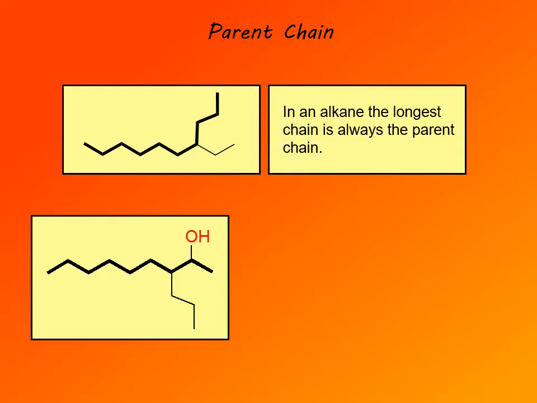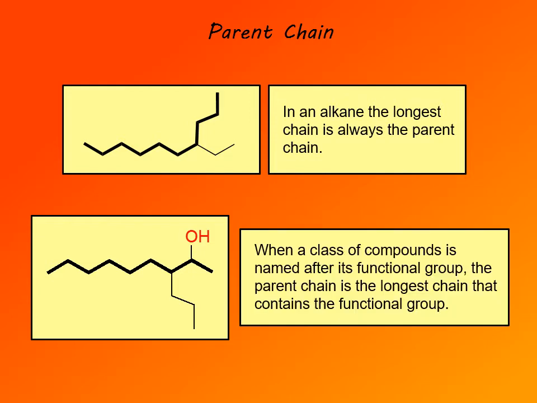So, when a class of compounds is named after its functional group, the parent chain is the longest chain that contains that functional group. You can see in this example, this is an alcohol. There is actually a longer chain, but parent chain is the longest chain that contains OH group.